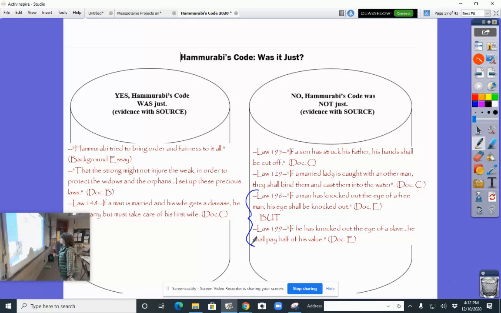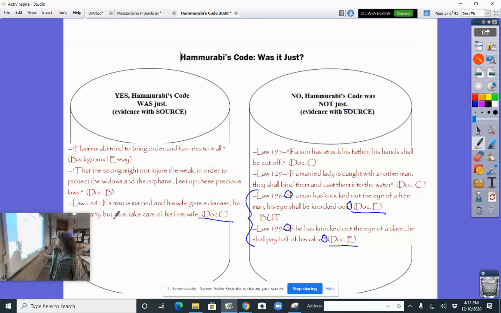For laws 196 and 197, I wrote these down word for word. If a man has knocked out the eye of a free man, his eye shall be knocked out. Notice it's in quotes. And notice, so we have quotes because it comes directly from the document. And I have at the end what document it came from. Now I wrote this, if a man knocks out the eye of a free man, his eye shall be knocked out. But if he knocked out the eye of a slave, he shall pay half the value. To me, that's evidence to support that it was not just. To me, that's not fair. Again, quotes, quotes, document, document.